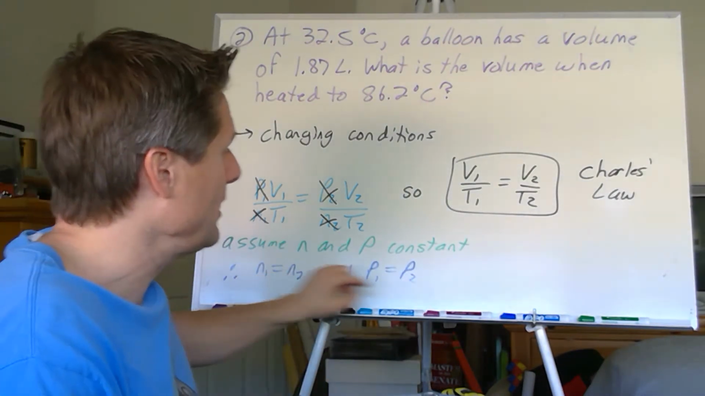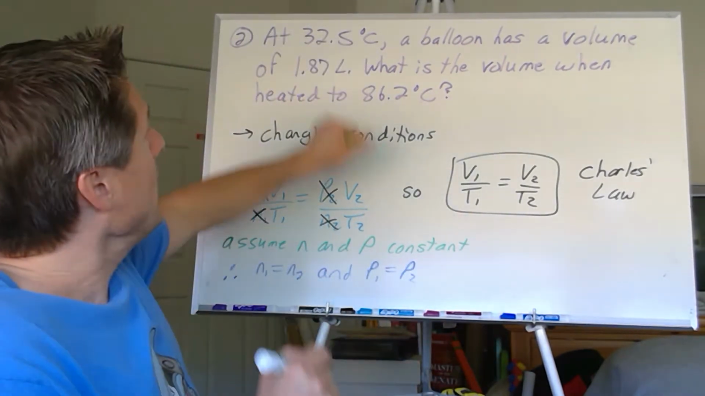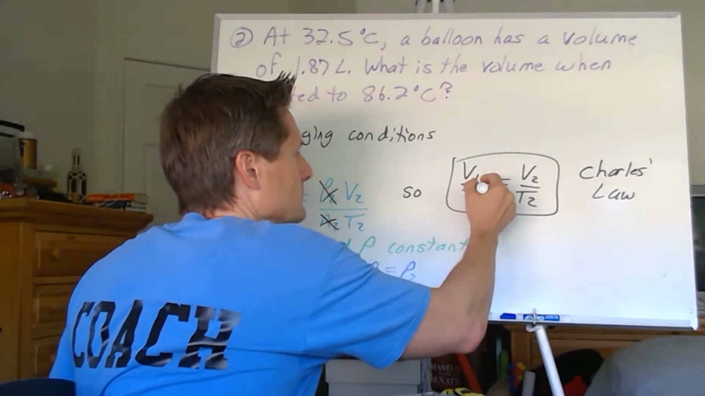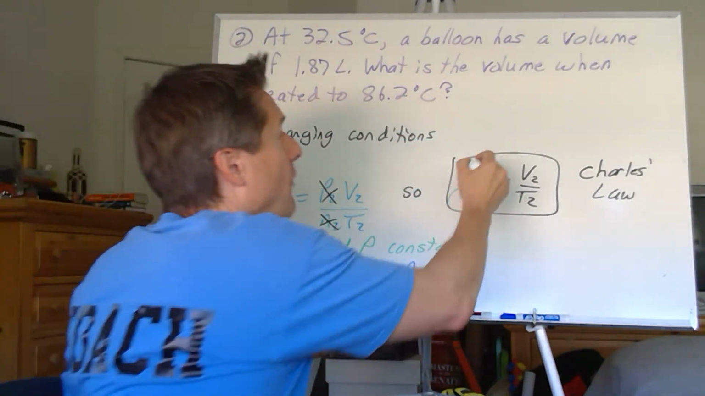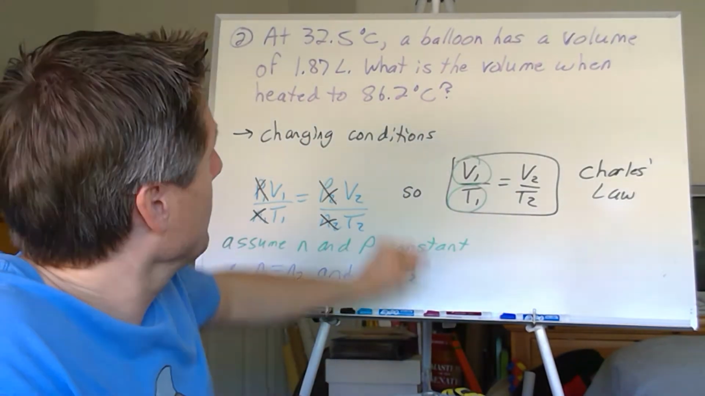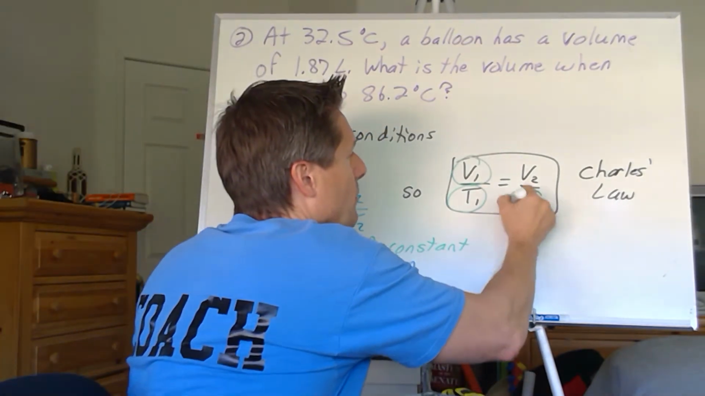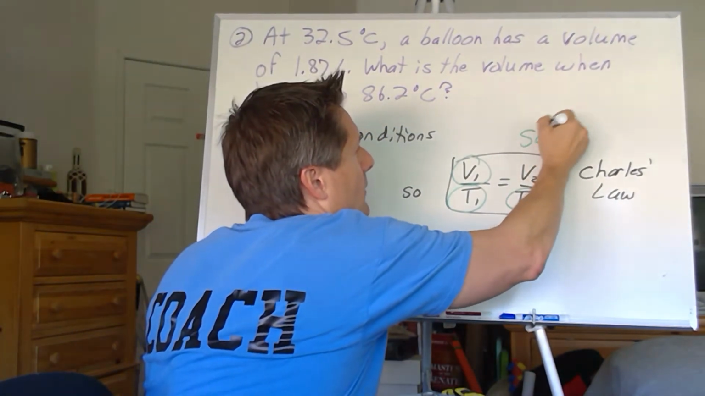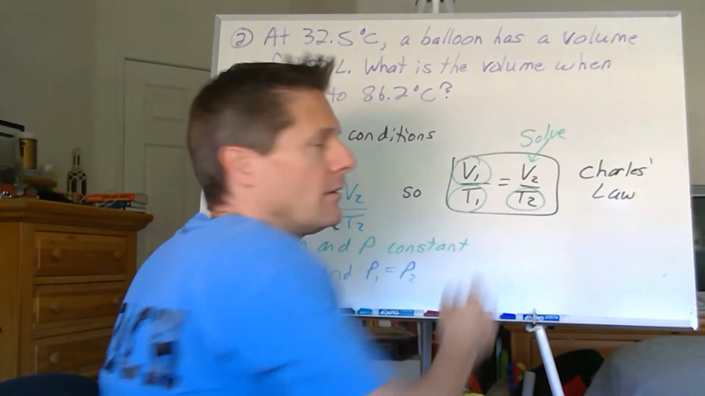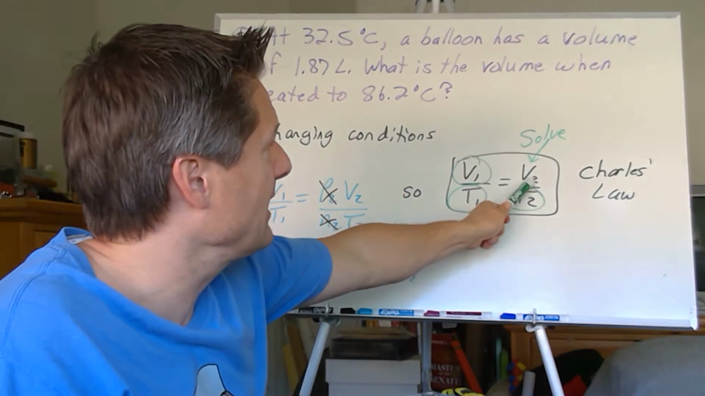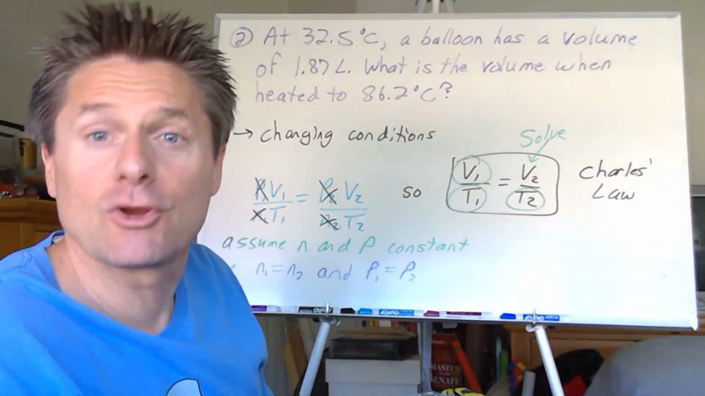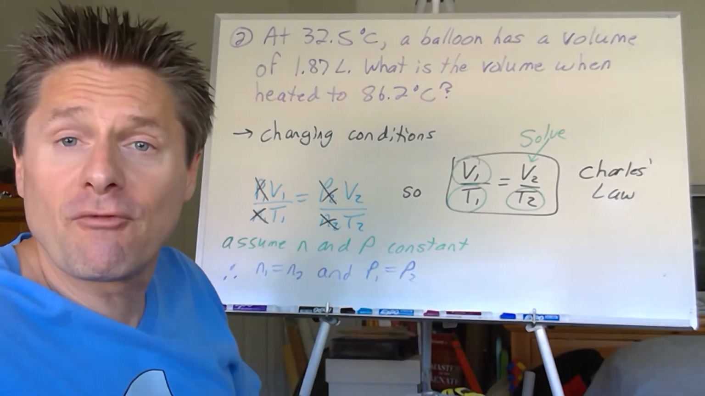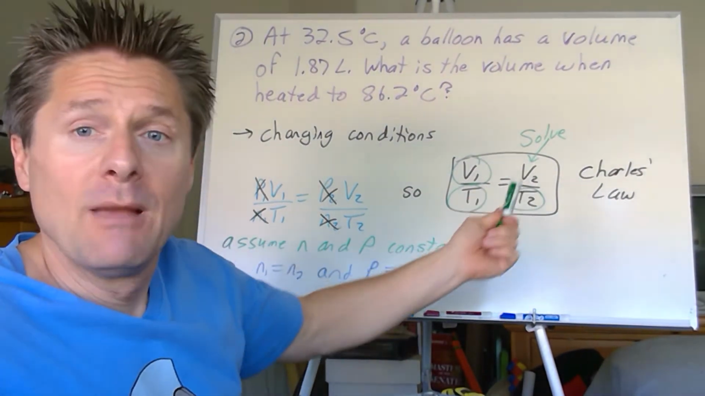So let's do this. What do we know? We know the initial temperature. I know the initial volume, right? V1 and T1 are given. I'm given the final temperature. We're going to solve for V2. So I'm going to isolate V2. So I'm going to multiply T2 to the other side. We're good to go. Let's solve it on the next page. See if you can do it before I'm done, right? Isolate your variable, plug in your stuff.